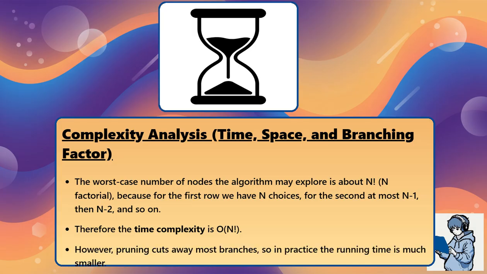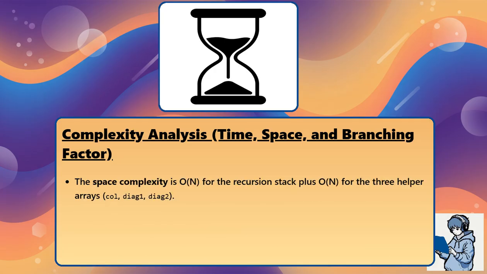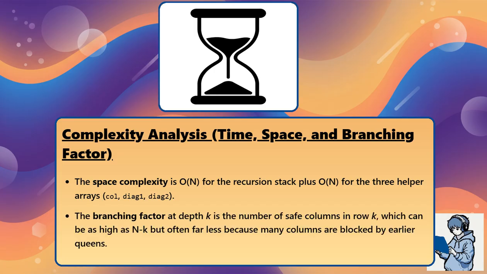However, pruning cuts away most branches, so in practice the running time is much smaller. The space complexity is big O of n for the recursion stack plus big O of n for the three helper arrays: column, diagonal 1, diagonal 2. The branching factor at depth k is the number of safe columns in row k, which can be as high as n-k, but often far less because many columns are blocked by earlier queens.